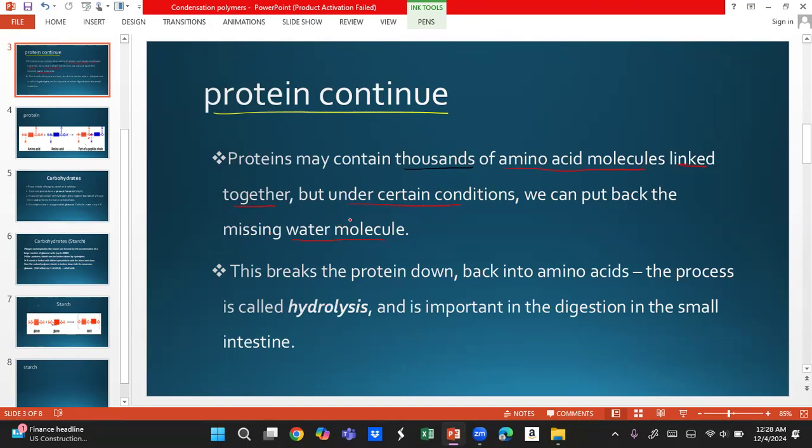Along with that, water is produced as a byproduct. Similarly, if a protein molecule which is formed is converted back with the help of water, again amino acid will be formed, and this reaction is known as hydrolysis. Hydro means water, lysis means breakdown. And this reaction is very important in digestion in the small intestine. The biology students know it very well.